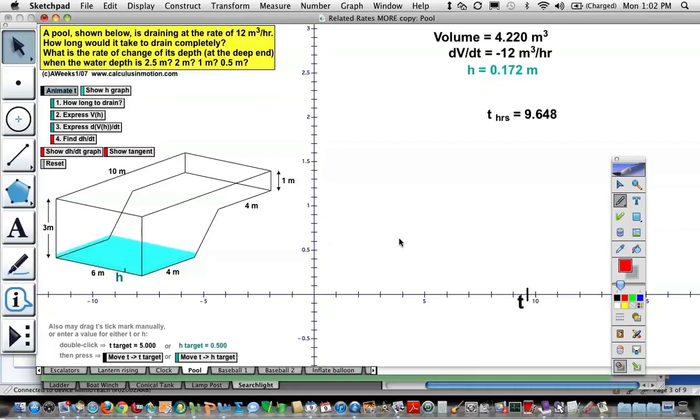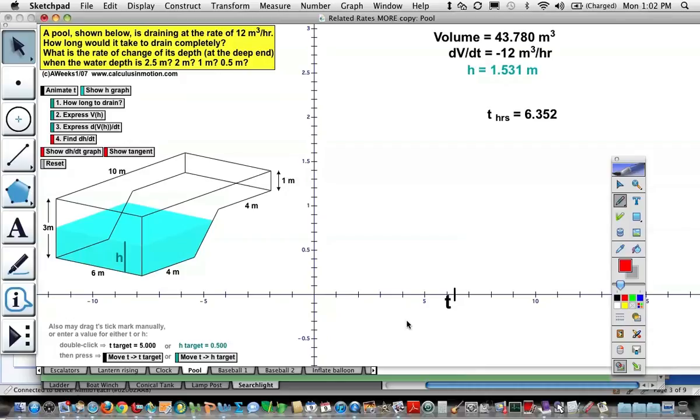So also what do you notice is happening? You also have H is changing here, the height of the water, the depth of the water. That's changing. That would be H prime. That's what they want us to find. They say, what's the rate of change of the depth at the deep end when the water is 2.5 meters deep? So right about here. How fast is the height decreasing? That's a rate that we'd want to find.